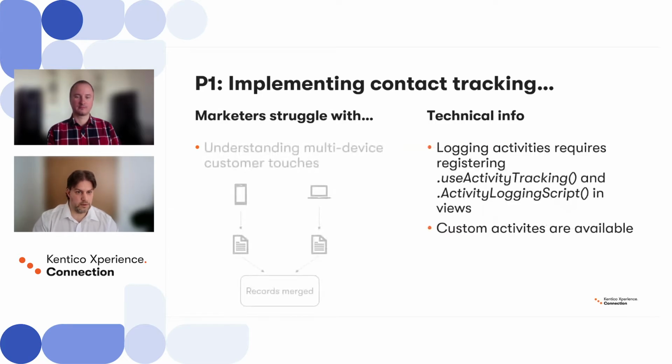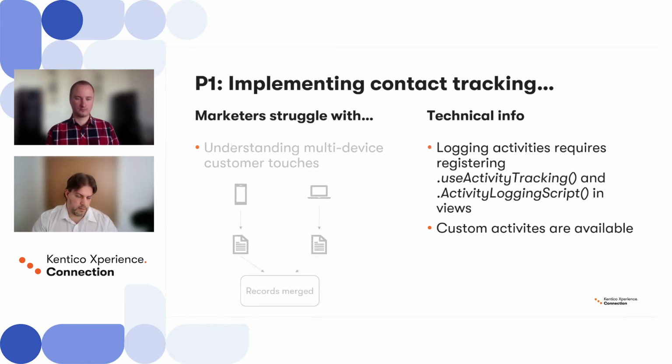Now, in order to use this functionality, developers need to make sure that the activities the contact is doing on the website are properly logged in the system. It's done by out-of-the-box methods that come with Kentico Xperience. For example, to track activities, you need to register the activity tracking, usually in the startup. And also, you need to add activity logging scripts into the views of the pages.